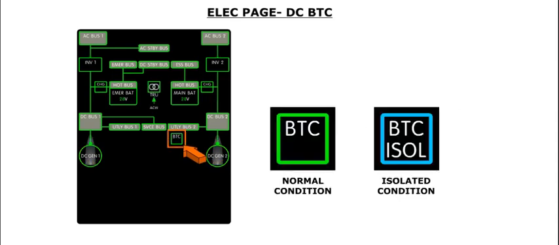The square with the BTC label indicates the status of the DC bus tie contactor. A green square indicates a normal condition. A blue square with a white isolation label indicates that the two sides are isolated from each other.